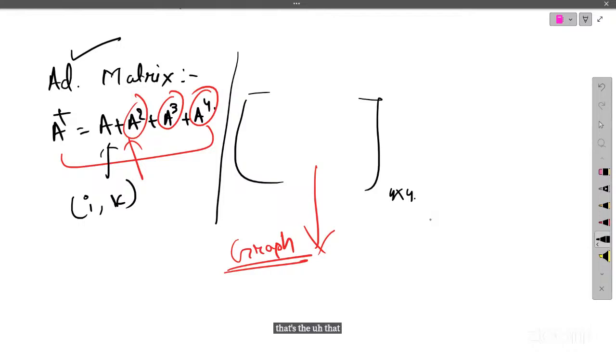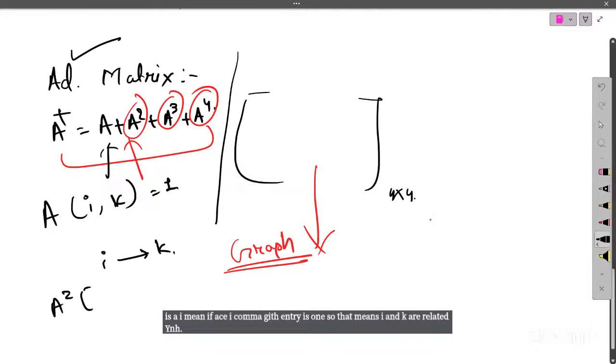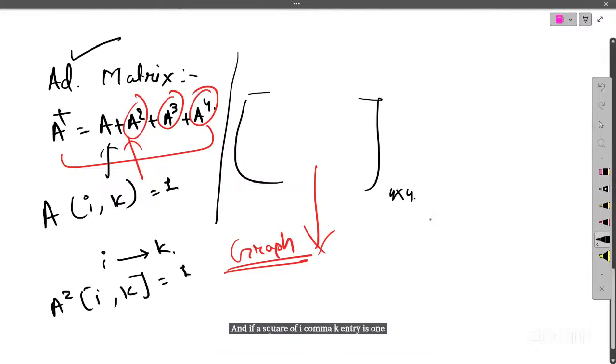That's the meaning of a square, a cube, and A to the power 4, right? If A's (i, k)th entry is 1, that means i and k are related via an edge. And if A squared's (i, k) entry is 1, that means i and k are related via some other vertex j, using two edges.